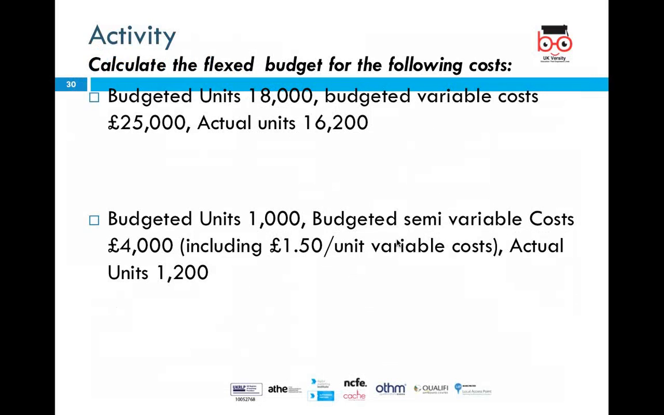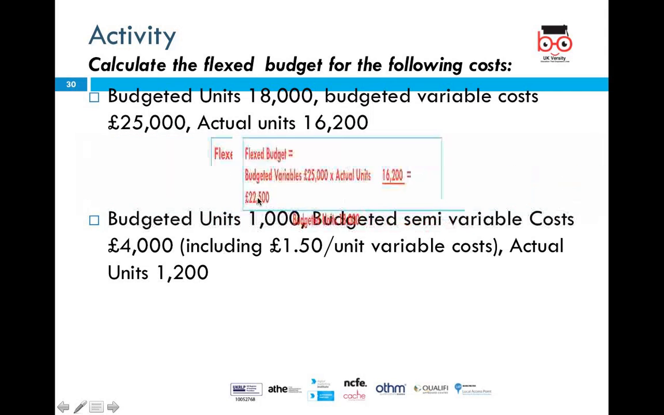Now, how can we calculate the flex budget for the following costs? For example, we have fixed budgeted units 1800 and budgeted variable cost 25,000 and actual units. Basically, it's a flexible budget based on the semi-variable, variable, and fixed cost. So when we change that unit, how does it affect the actual and the flex budget? Another example is we have a unit, and then we have a semi-variable cost, and then we have a per unit cost, and what will be the actual unit cost.